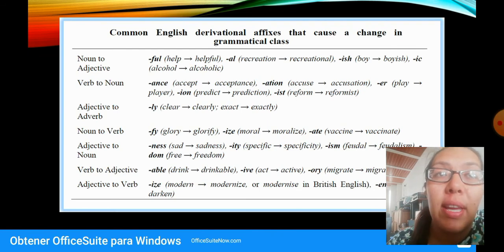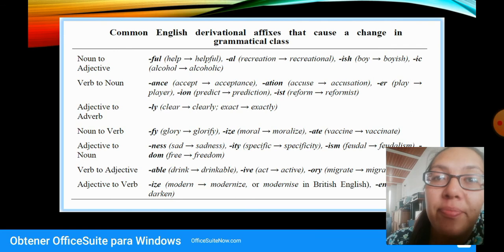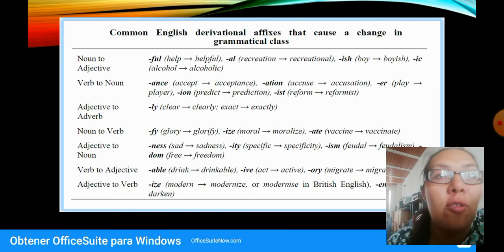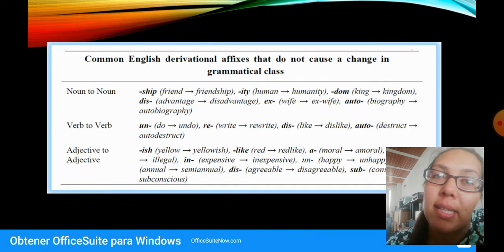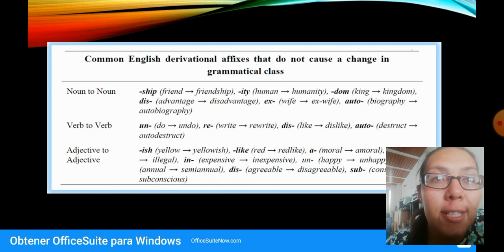We have to find different derivational effects that cause a change of grammatical class. But also, we can find different affixes that don't change the grammatical class. Okay, we have different examples of this.